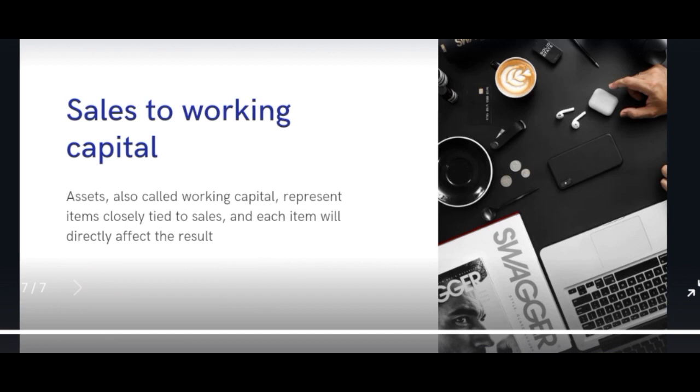So next is the sales to working capital. Assets, also called working capital, represent items closely tied to sales, and each item will directly affect the result. So, connected po ang ating working capital sa ating sales dahil if the revenue declines and the working capital becomes negative cash flow, maapektuhan po yung ating working capital.